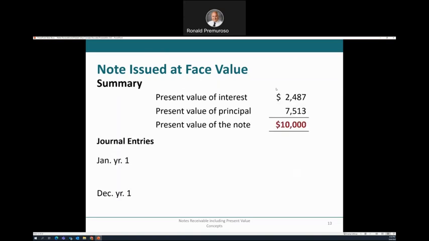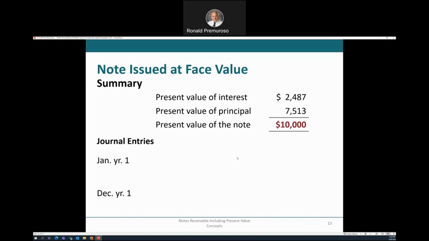and there's the present value of the principal, 7513. So if we add from slide 11 the present value of the interest, 2487, to the present value of the principal, of course we get the present value of the note, which, because the market rate of 10% is the same annual rate as the stated rate on the note, 10%, the present value of the note is $10,000.